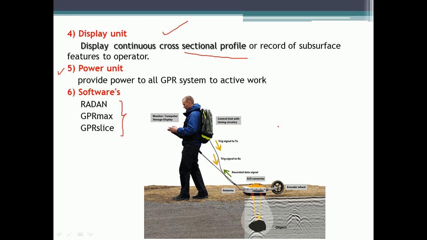You can observe the schematic representation here. If any object is there, transmitter waves are transmitted by the transmitter antenna. Whenever they hit the surface, the reflected waves are received by the receiver antenna. Here the encoding wheel is there, the antenna is there, and the signals are transmitted and controlled, and we can monitor the variation of the ground surface in the display unit.